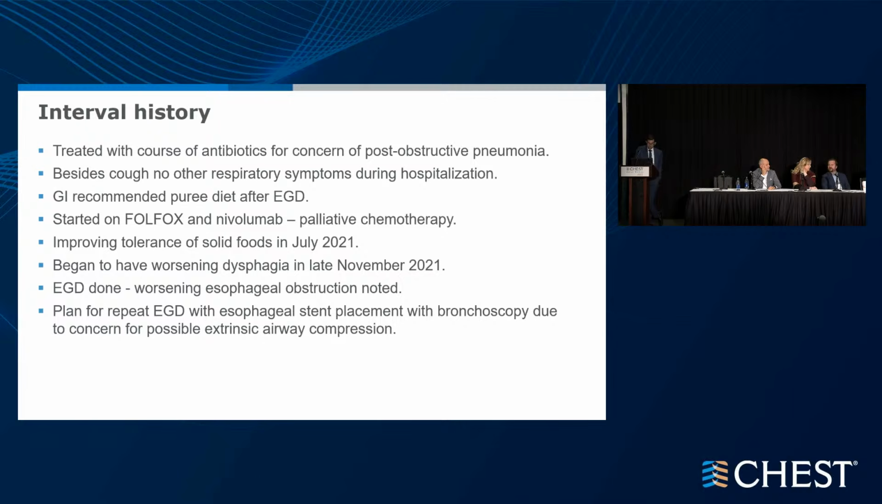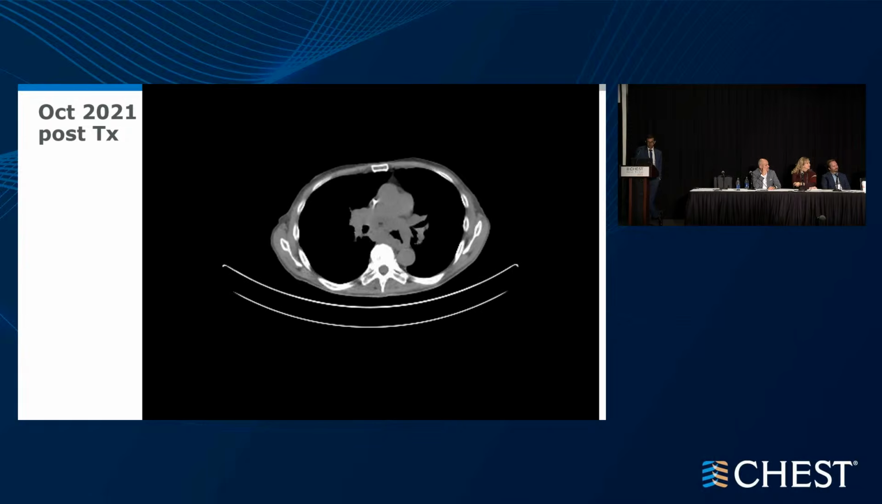He was doing well up until late November when he started to have worsening dysphagia. EGD was done again in early December, and he had worsening esophageal obstruction noted. The plan was for repeat EGD with a stent placement by the GI docs, and I hadn't been called until this point. He asked me if I could bronch him simultaneously to see if there was extrinsic airway compression when he puts a big stent in. I told him that was a little late because there's some already.